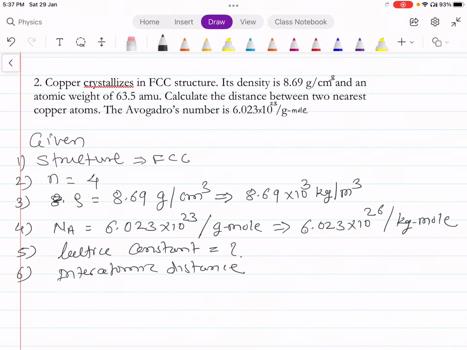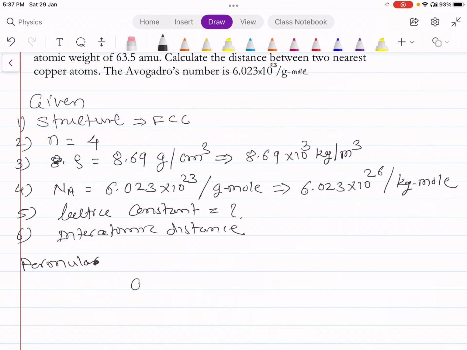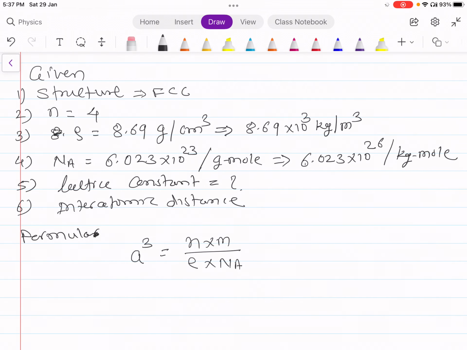So let us first find the lattice constant a. We know the formula for the lattice constant is a cubed is equal to n times M divided by rho times Avogadro's number. The right-hand side values are given here. So this is equal to n, small n is given, which is 4, into the atomic weight, which is given as 63.5.